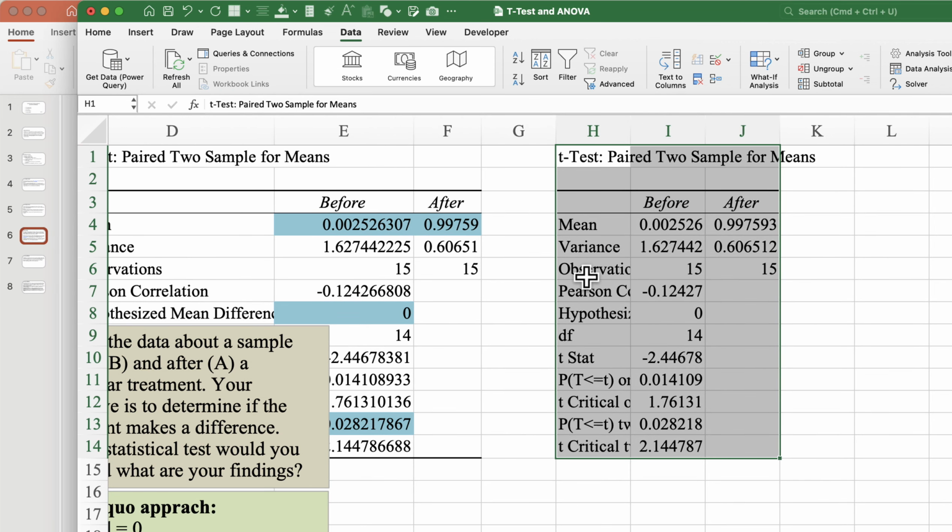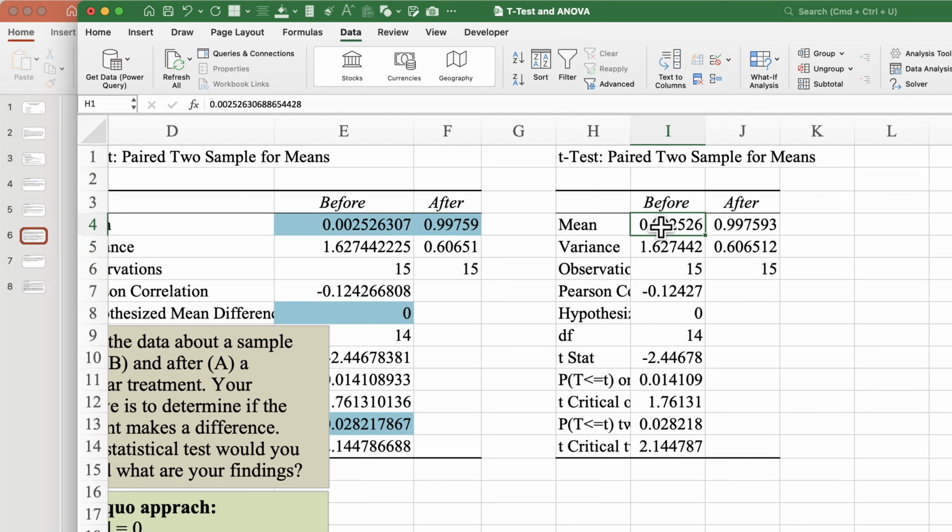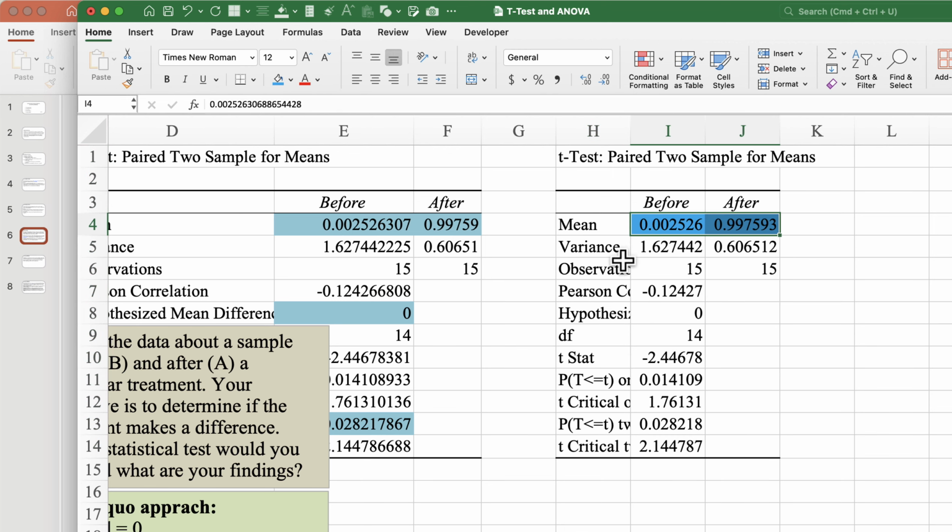In these results we have many things, but the most important things are the mean and p-value, and our hypothesized mean difference is 0. Before, the mean was 0.002, but the mean after treatment is 0.99. There's a significant difference between them.